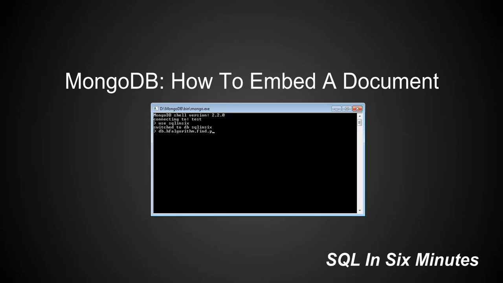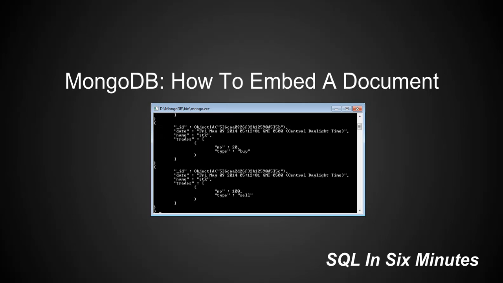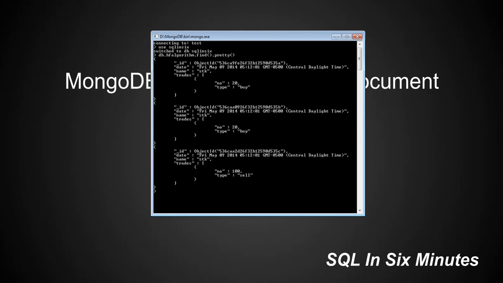db.hfalgorithm.findPretty. And what we want to do is look, I want to just show you the structure of how this looks. I'm going to stretch this out a little bit and highlight that in an embedded document, we have our typical document. Like I said, it kind of looks like indented C# code. But we have a field here, ID, we have a field date, and we have a field name. And these are just test data for fun.